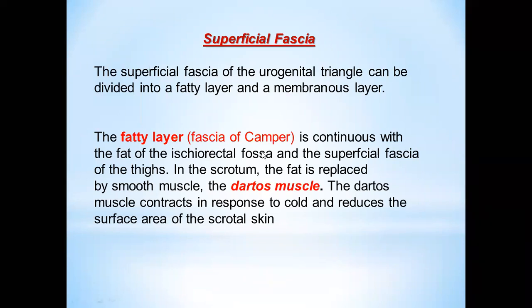When it goes into the perineum, into the perineal organs, into the male genital organ, in the scrotum, this fatty layer is replaced by a smooth muscle, which is called the dartos muscle. Now, what is the function of this dartos muscle? It contracts in response to cold and it reduces the surface area of the scrotal skin. This is all we read about the fatty layer.